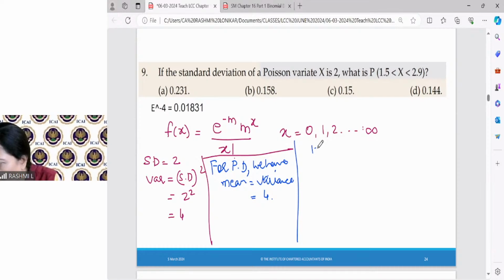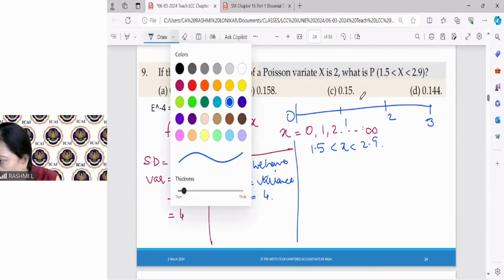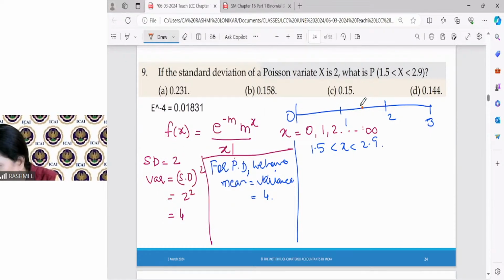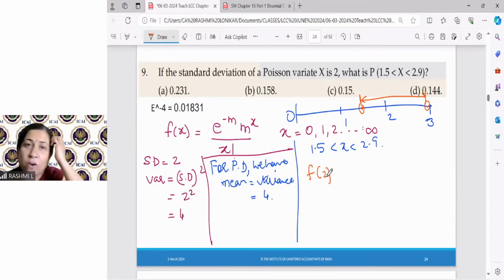Now I have to see the interval 1.5 less than x less than 2.9. Which is the integer lying between? Okay. So this is my number line. This is my 0. This is my 1. This is my 2. And this is my 3. Now where will my 1.5 lie? 1.5 will lie somewhere here. Where will my 2.9 lie? It will lie somewhere here. So which is the integer between this range? Only 2. So what do I have to find? I have to find only f of 2.